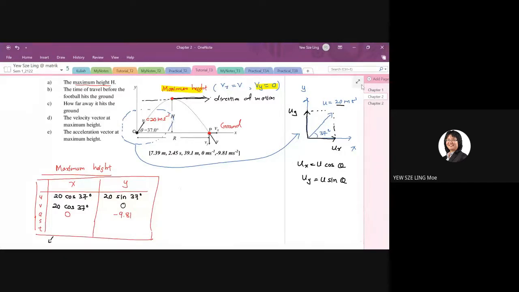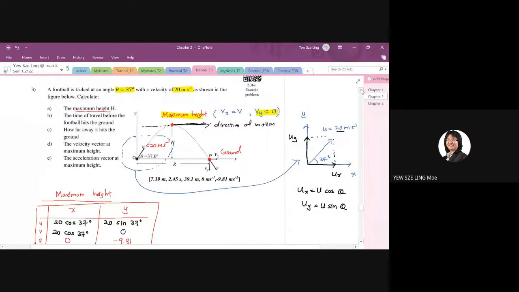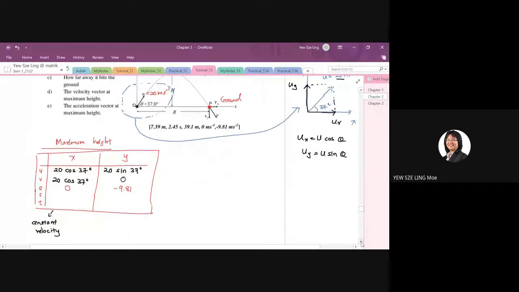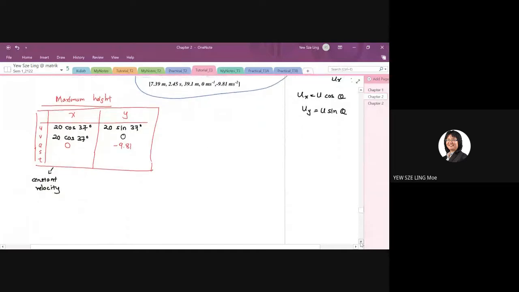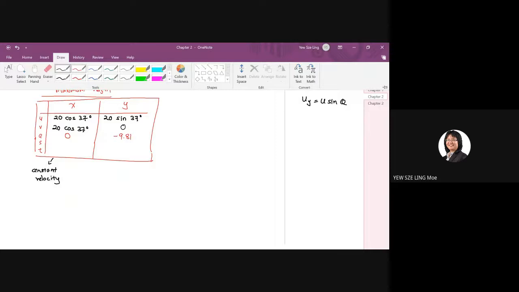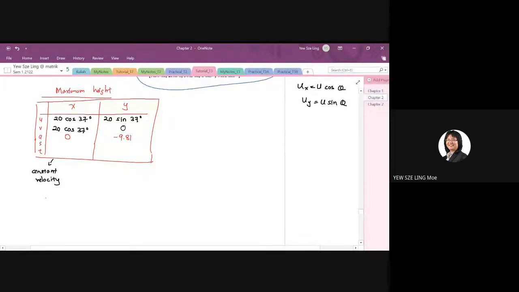And how about s? Do we have any information about s? Obviously not. We don't have the height, we don't have the range, and the time is also not given. Now let's see how we are going to solve the question. The question is asking for the maximum height, which means it is asking for Sy. So question A, maximum height.